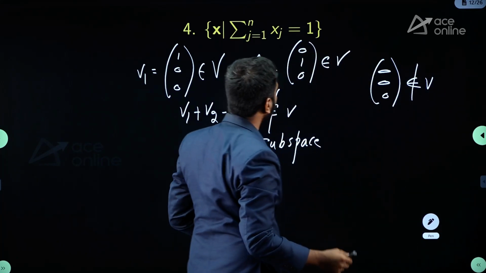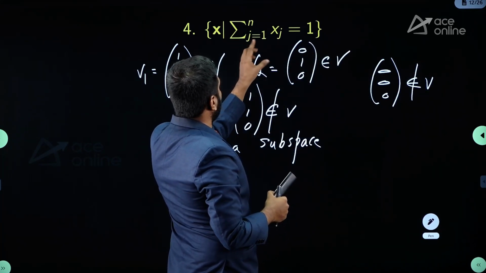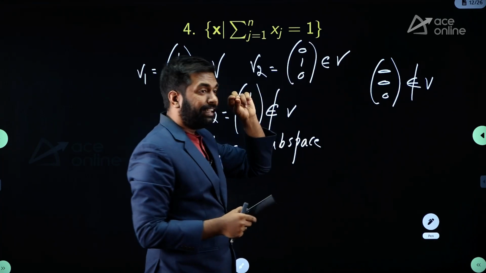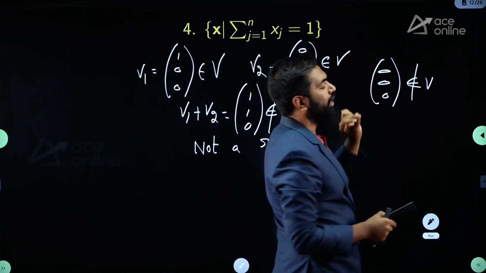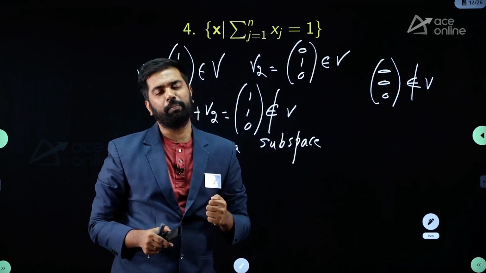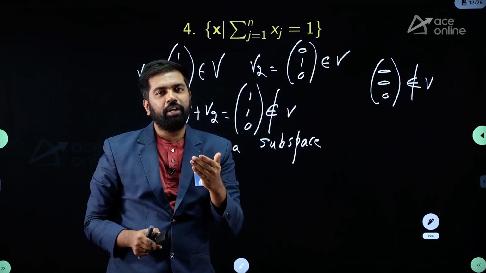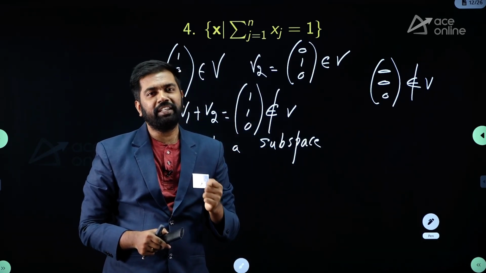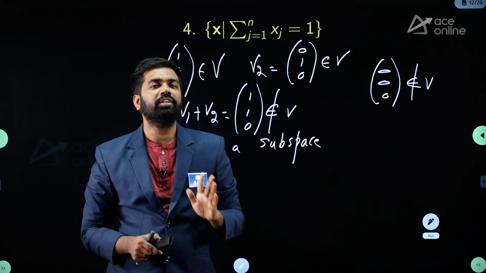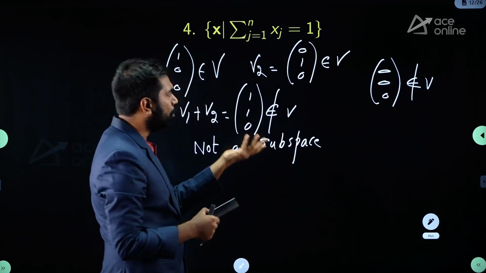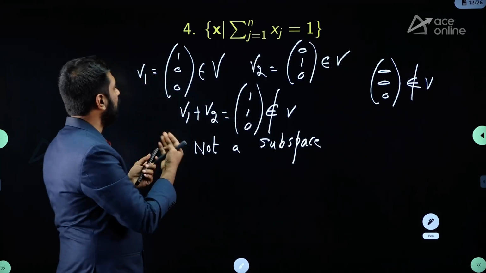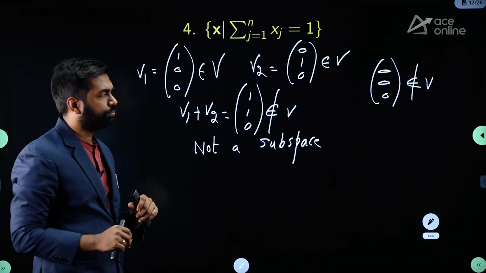Sir, how do you say that? According to this, when you add all the components, that sum should be 1. Now look at the 0 vector. When you add all the components, it's not 1, it is 0. So when the 0 vector is not part of the given set, then that set won't be a subspace. That set won't be a vector space. So that's also you can verify. And finally, we have solved this question.